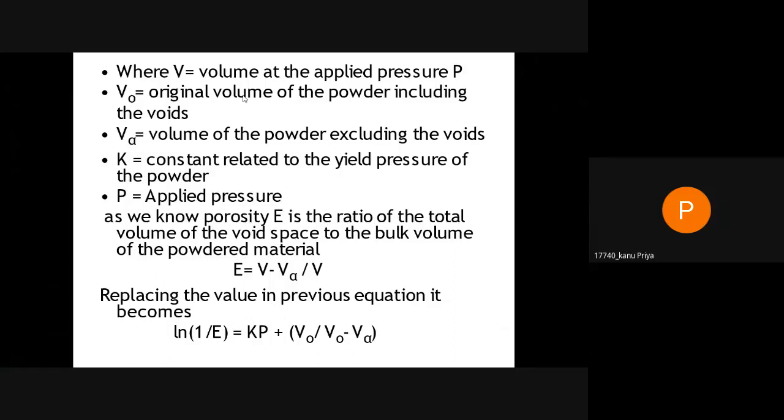P is equal to applied pressure. As we know, porosity E is the ratio of the total volume of the void space to the bulk volume of the powder material. E is equal to V minus V alpha upon V. Replacing the value in the previous equation, it becomes natural log 1 upon E is equal to Kp plus V0 upon V0 minus V alpha.